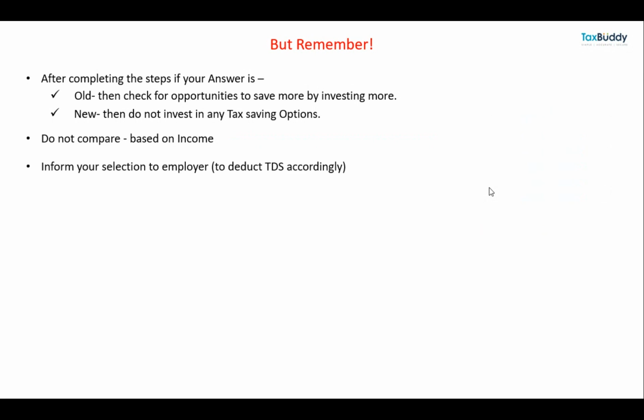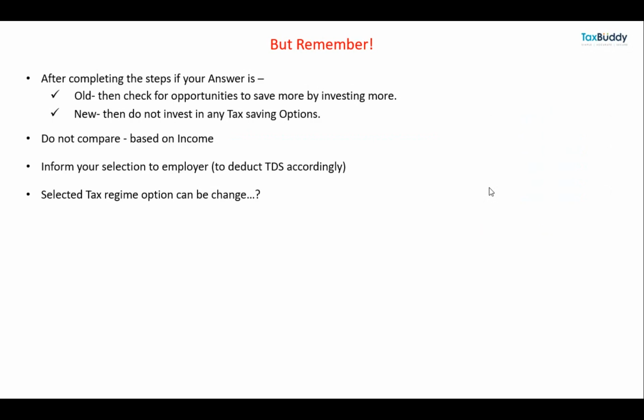Next, inform your selection to your employer so that he deducts the TDS accordingly. If you fail to inform, then he shall deduct based on the old tax regime. For this, I would recommend that you go for the old tax regime only. Why? I'll explain in the next point.